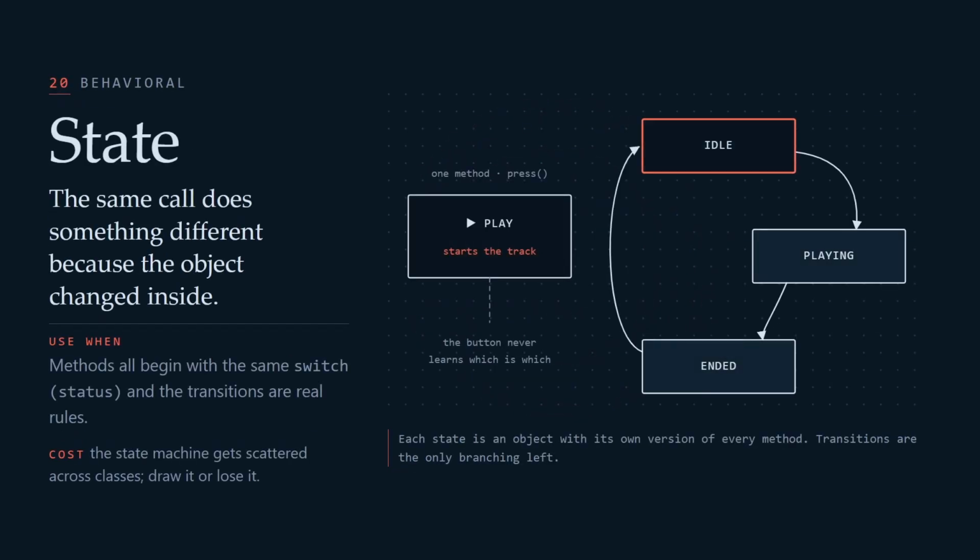One button, one method, press. But the outcome is play, pause, or replay because the object swapped its own behavior underneath. Each state is an object with its own version of every method. Draw the machine, or you'll lose it.